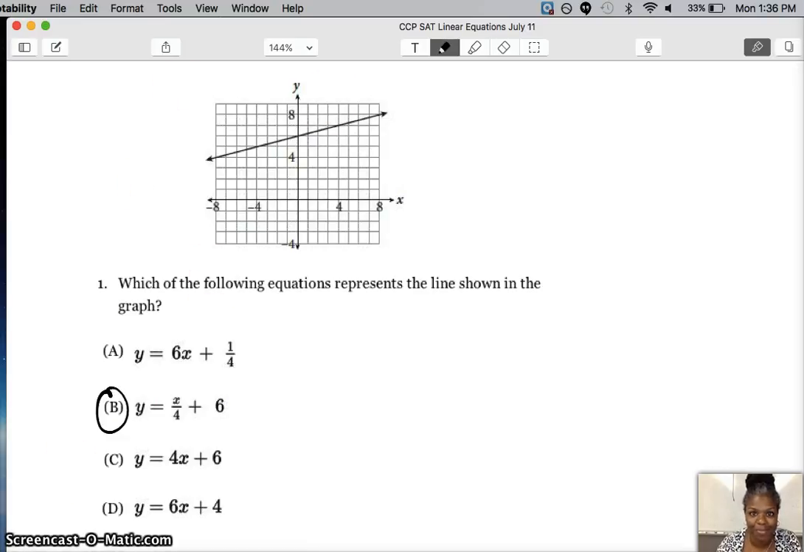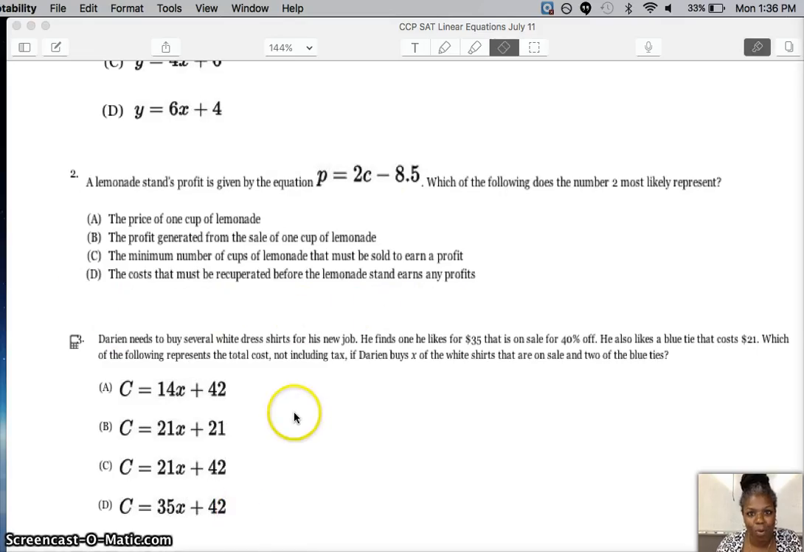Let's look at number 2. All right, in this lemonade stand problem in number 2, we're given an equation P equals 2C minus 8.5. We're told that this is the profit equation. What does profit mean? Profit means the money that you get after you take the revenue, the money that's coming in, and then you subtract out the cost. And so this makes sense to be the money that comes in, and this makes sense to be the cost.